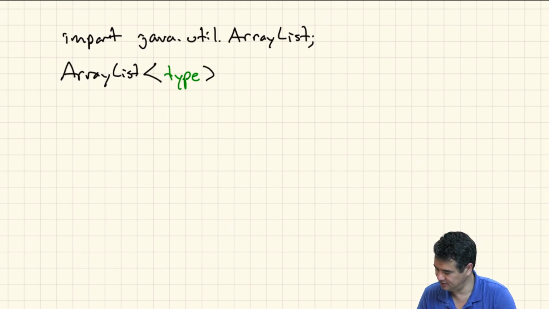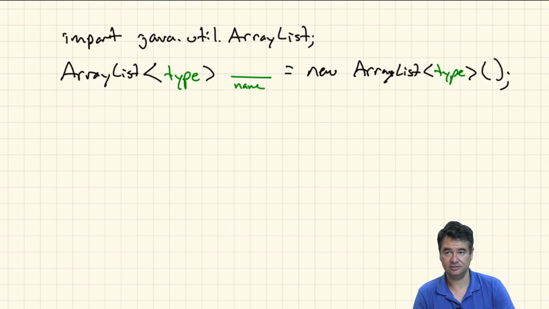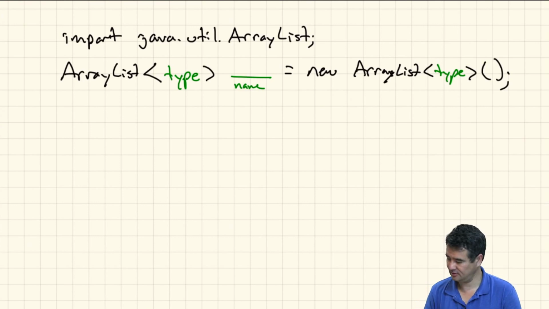And then you give it its name, equals new ArrayList, and you put the type in there again, and then your two parentheses to complete the constructor. All right, so that's the general syntax for making an ArrayList, and this part here is the new thing, the thing you probably haven't seen before.